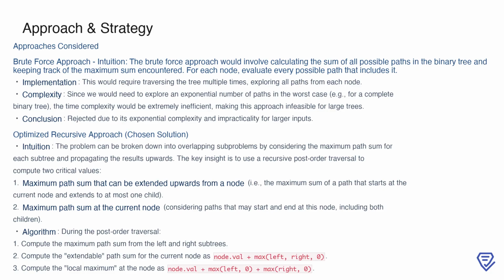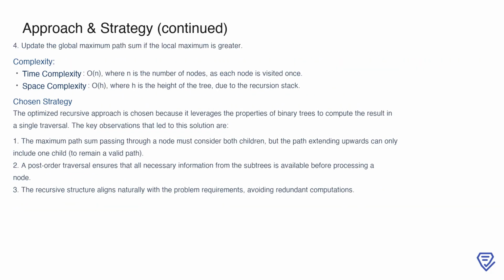Now, shifting to the optimized recursive approach, the key idea is to break the problem into overlapping subproblems by analyzing the maximum path sum for each subtree and propagating the results upwards. This is done using a recursive post-order traversal to compute two critical values: the maximum path sum that can be extended upwards from a node, which involves the node itself and at most one of its children, and the maximum path sum at the current node, which considers all paths starting and ending at that node, including contributions from both children. During the post-order traversal, the algorithm computes these values step by step.